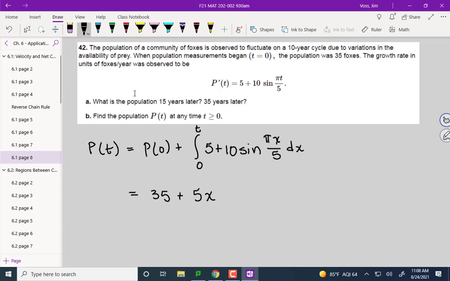Integral of sine is cosine. So we're going to have minus 10 cosine, same angle. That angle doesn't change. But we're integrating, so we have to take the derivative of this angle with respect to x. That derivative is pi over 5. And we're going to divide by pi over 5, multiply by 5 over pi. And that's on the interval 0 to t.